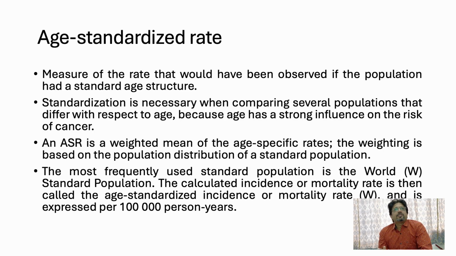So the age standardized rate is very important. The age standardized rate is the measure of the rate that would have been observed if the population had a standard age structure. So we divide the population into different age groups that have been standardized, and accordingly the age standardized rate is calculated. The most frequently used standard population is the world standard population. The calculated incidence or mortality rate is then called the age standardized incidence or mortality rate, and is expressed per lakh population.